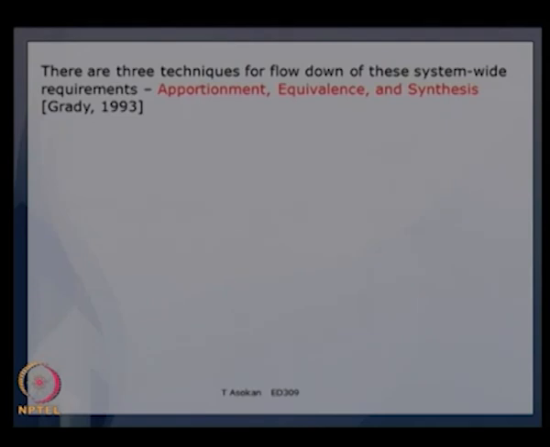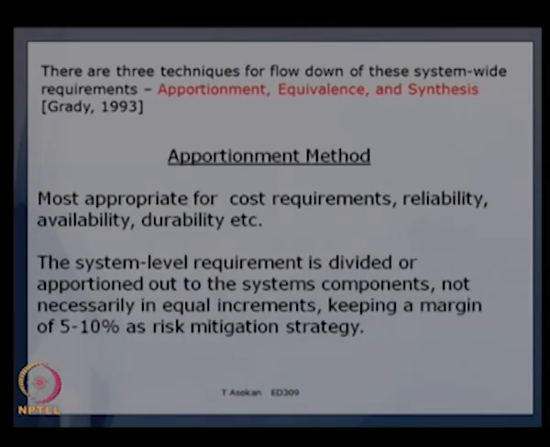If you look at the apportionment methods, it is basically providing the actual system-wide requirements in a proportional manner to different components. The most appropriate for this kind of method are the cost requirements, reliability, availability, durability, etc. These can be apportioned among the components. If there are 5 components which contribute to a particular requirement, then we find out what the contribution from each component should be, and accordingly we divide the system-wide requirement and distribute it amongst the members, that is, allocate the requirement to the members who actually contribute to it.